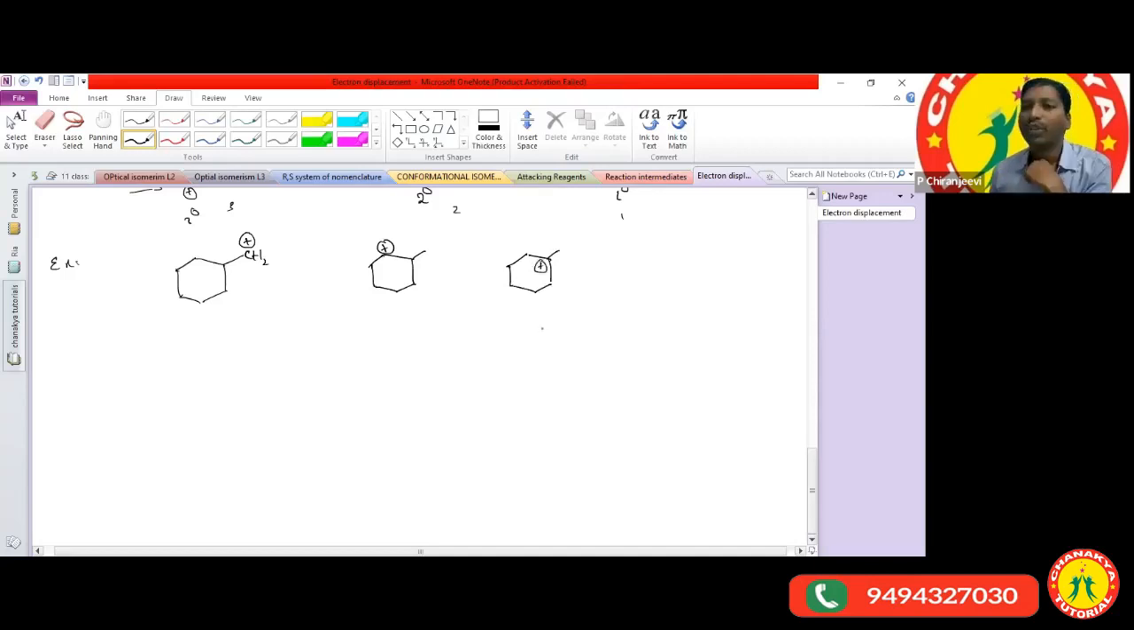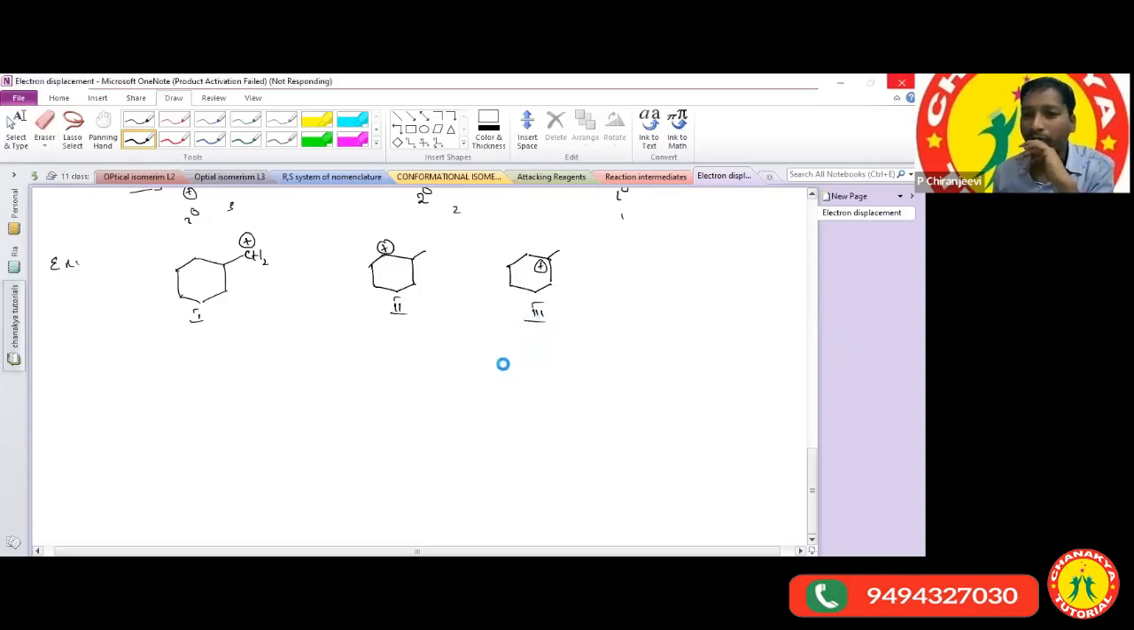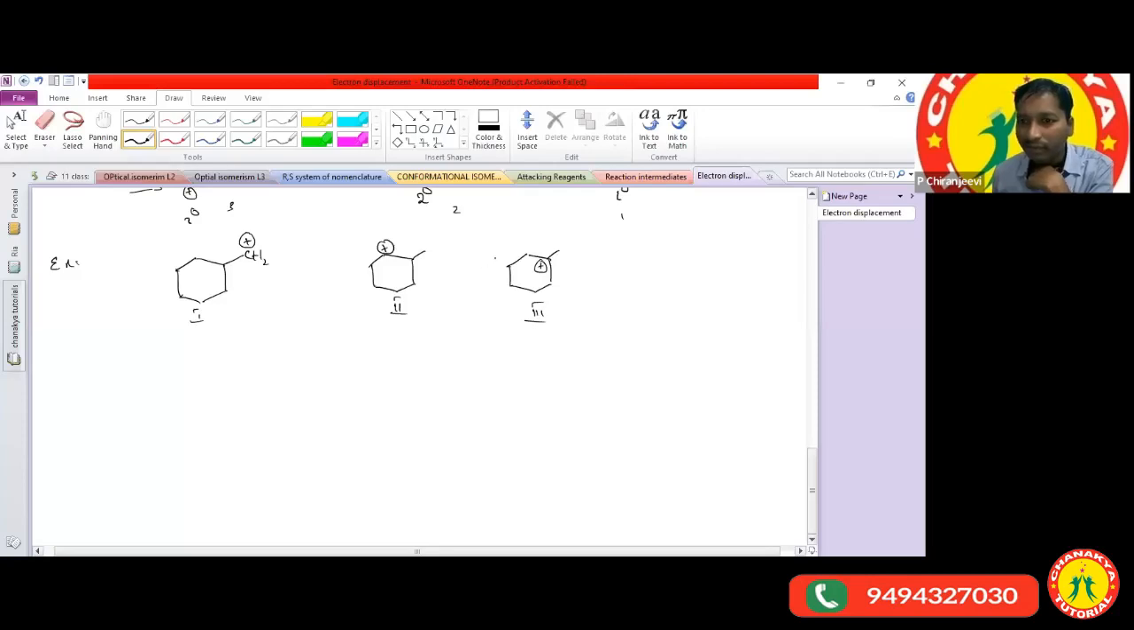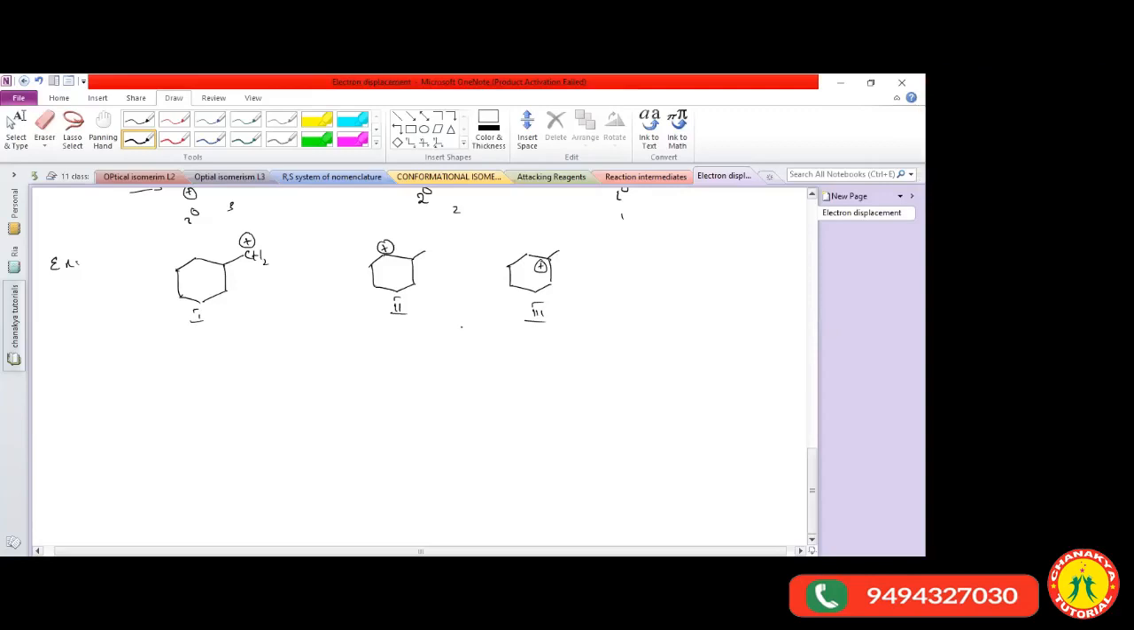Samita, which one is more stable? I gave three different structures. Among these, which one is the more stable? Structure 1, structure 2, structure 3. Which structure is more stable? If it is more stable, then why is it more stable? Aditi, what is the answer? Sir, is it 1, 2 and 3, the stability order? Stability, or which one is more stable? That is my question.